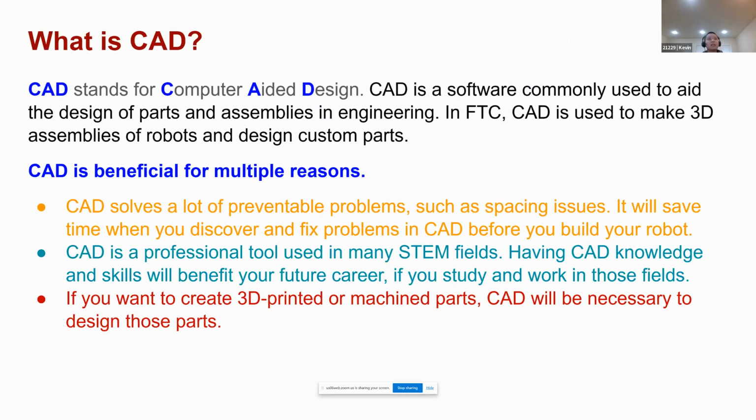So what is CAD? CAD stands for Computer Aided Design, and it's a software used to aid the design of parts in assembly and engineering. More simply said, it's basically like 3D modeling. In FTC, CAD is used to make 3D assemblies of robots and design custom parts.